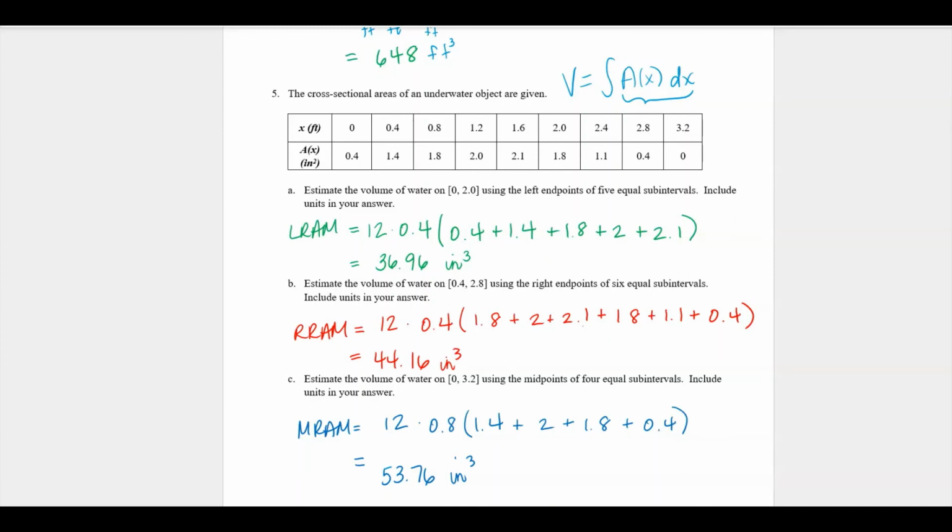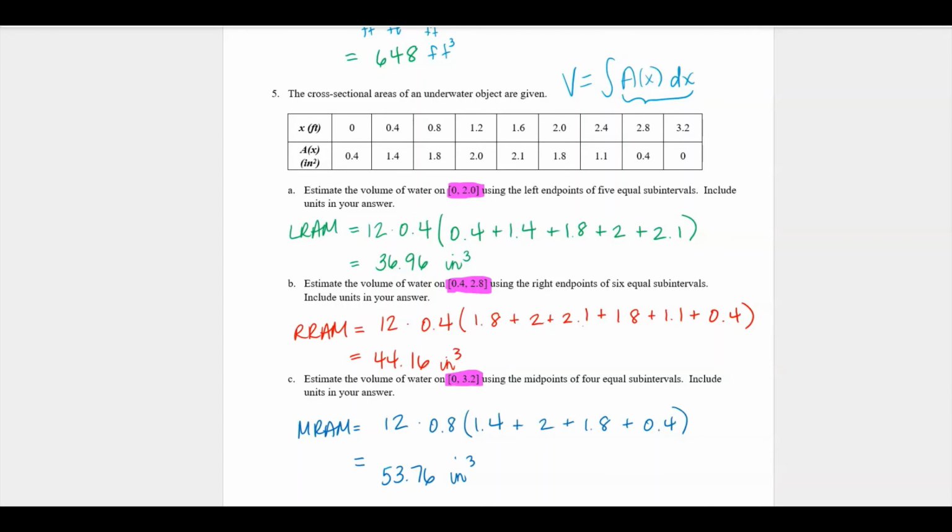So in our class, we jumped straight to the integral, but you can also be asked to do this with LRAM, RRAM, or MRAM. So if you look at the questions ahead, we want to estimate volumes of water on different intervals. So pay attention to the interval that they're giving. So we've got 0 to 2, 0.4 to 2.8, and 0 to 3.2. So because of that, you'll see different values being taken.